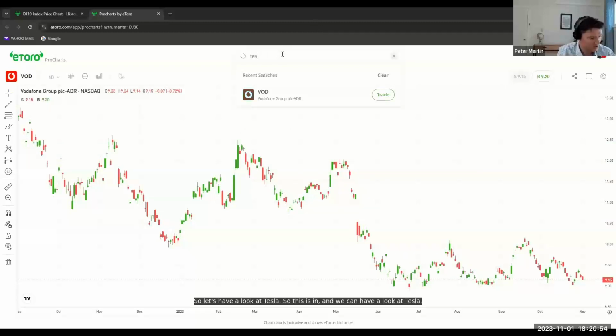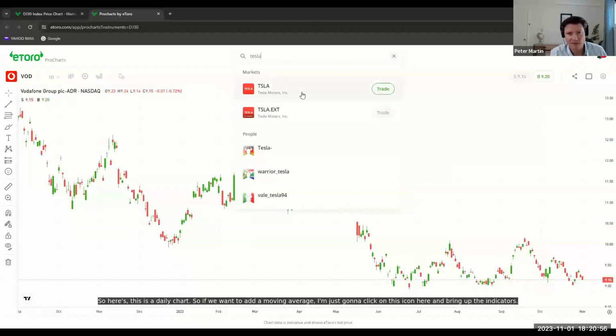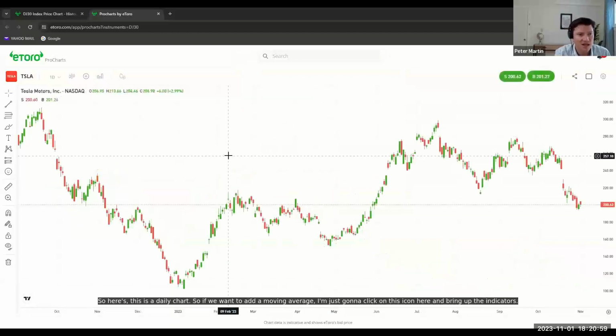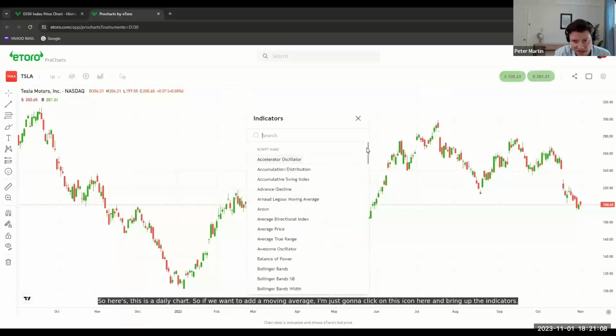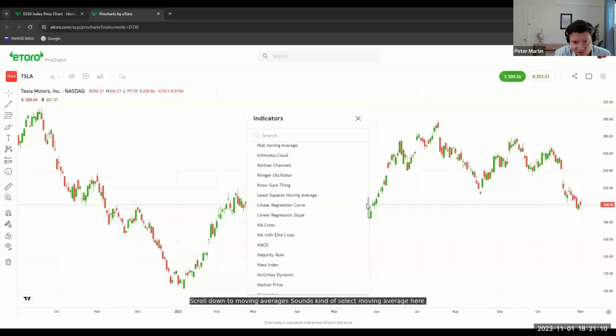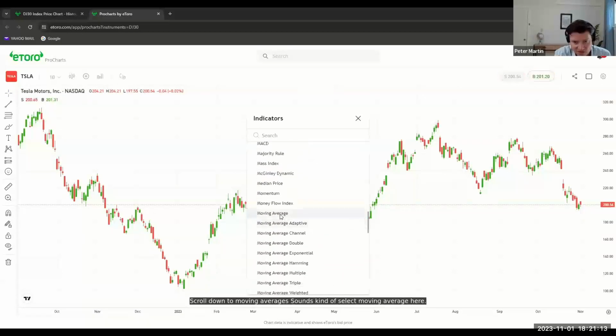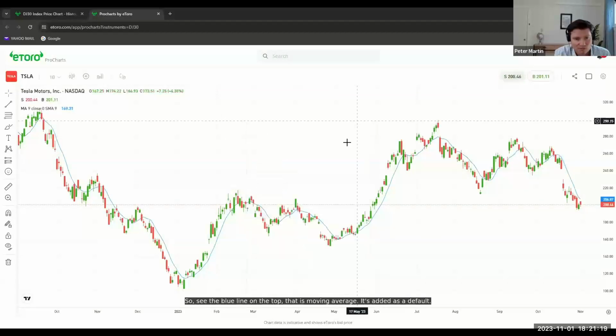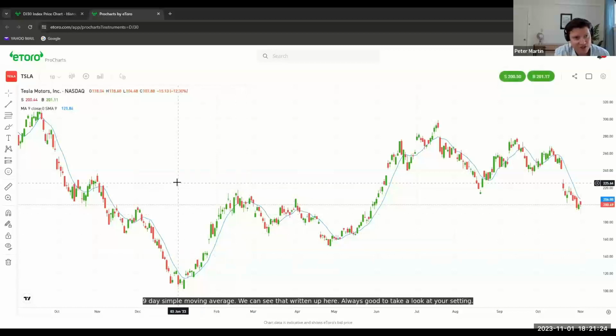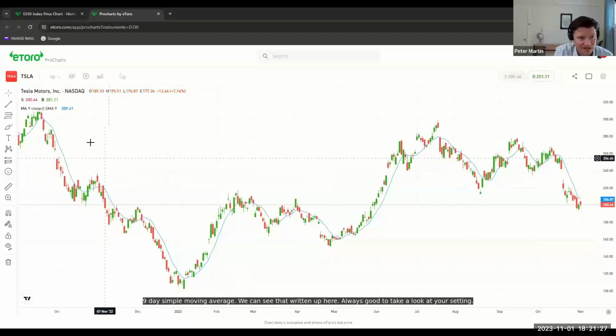So this is in eToro's platform, and I'm going to look at Tesla. So here's Tesla. This is a daily chart. So if we want to add a moving average, I'm just going to click on this icon here and bring up the indicators. Scroll down to moving averages. So I'm just going to select a moving average here. So we can see the blue line on the chart. That is the moving average. It's added as a default 9-day simple moving average. We can see that written up here, SMA 9.